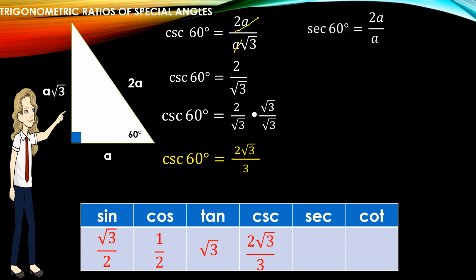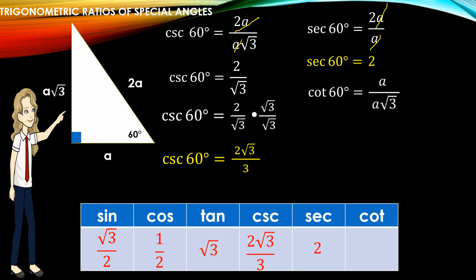How about the next one? Secant 60 degrees. So secant is hypotenuse over the adjacent. So we have 2a over a. So 2a over a, cancel the a. So the answer is only 2. Secant 60 degrees is equal to 2.